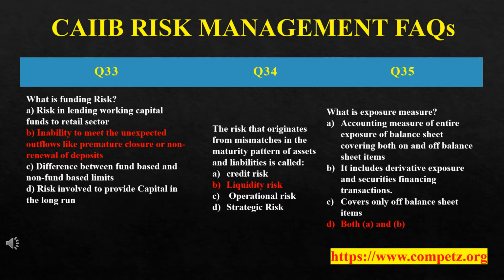D means both options A as well as B. So exposure measure is used for leverage ratio calculation, which includes on balance sheet exposure and off balance sheet exposure. Off balance sheet exposure will include derivative exposure as well as securities financing transactions. We will move back now to the next slide. In that we have more questions, and we will just solve one.